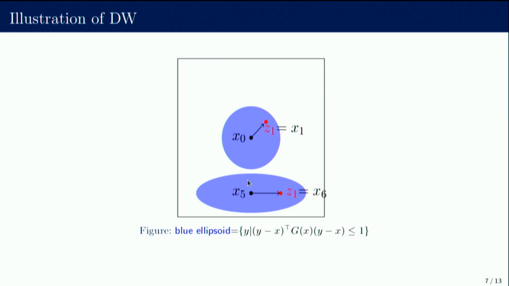Here is some illustration. When x0 is well inside the polytope, you have a larger ball, and when you are close to one of the boundaries, then the local ellipsoid is also skewed in that direction.